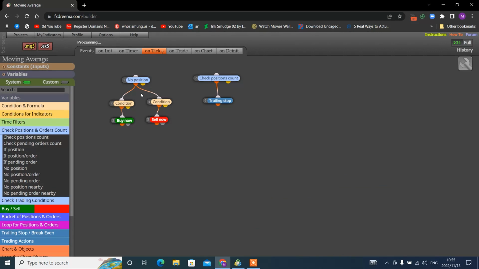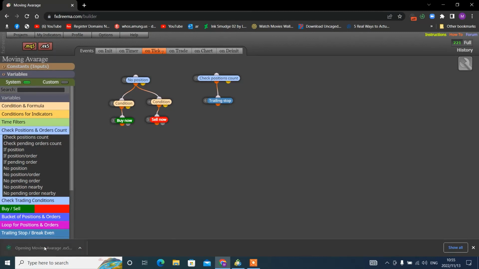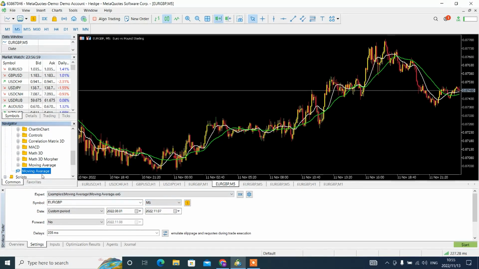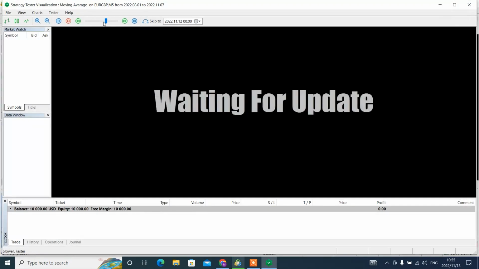Then we download our robot. That's it. Then we double click, it's gonna come there. Then we put it in our strategy tester. We're gonna use 5 minutes time frame like we were using there, and then we're gonna use leverage of 1:1000, and then we're gonna put the display on so that you see how it behaves. Then we start.